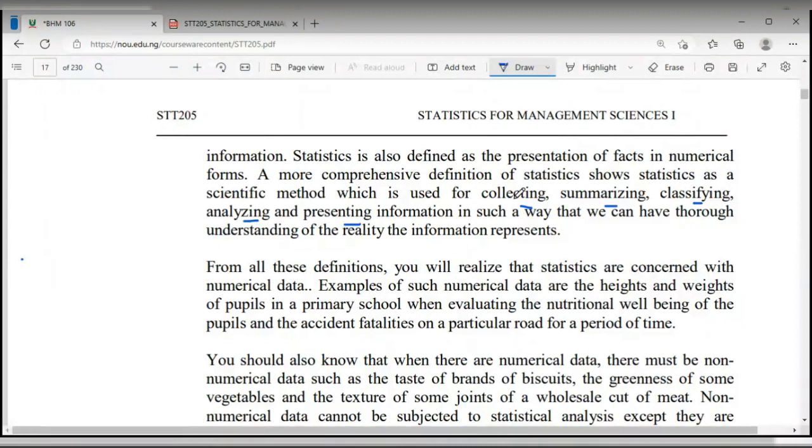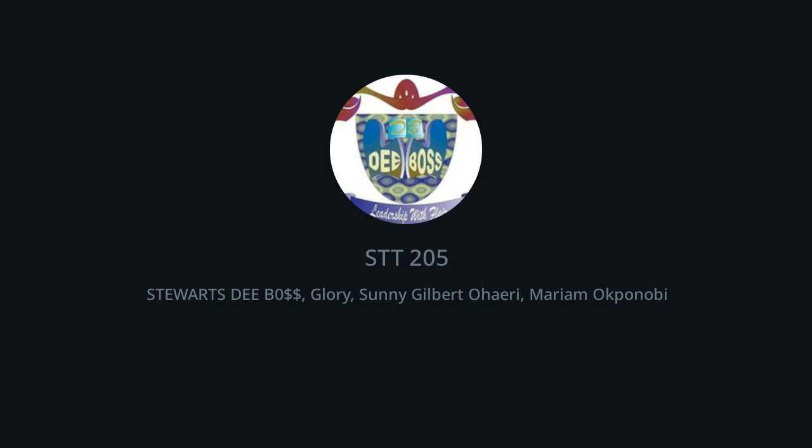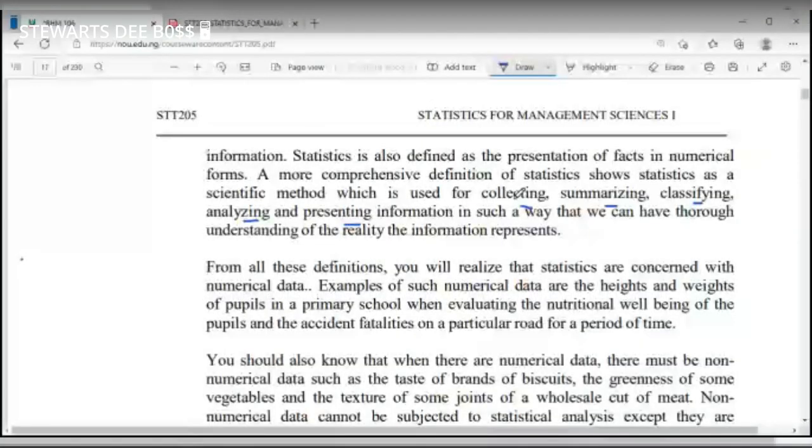Now, furthermore, they say that from all this definition, you will realize that statistics is concerned with what? Numerical data. Okay, examples of some numerical data are the height and weight of pupils in primary school when evaluating the nutritional well-being of pupils, and the accident fatalities on a particular road for a period of time.